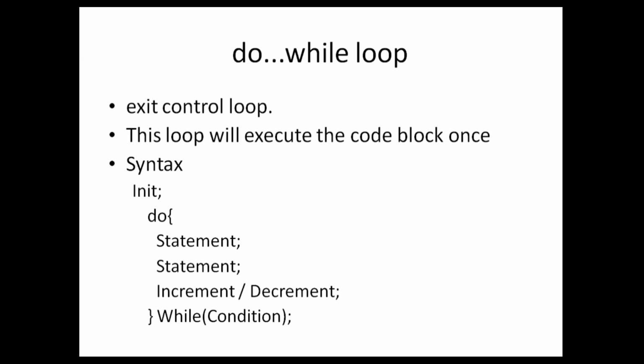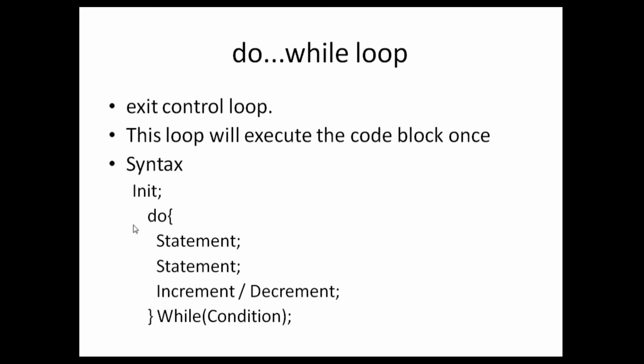Do while loop is different from the rest of the loops. It first executes the statement and then it goes for a condition check, or we can say it is an exit control loop. So this loop will execute the code block once. If the condition is false, then also it will execute our code block once, because we have added our condition at the last with a semicolon. So remember to add semicolon here.